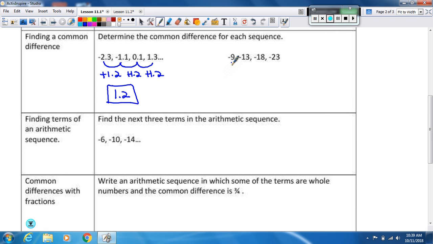This one, from -9 to -13, is subtracting 4. From -13 to -18 is subtracting 5. That's not the same thing. So there is no common difference. There is none.